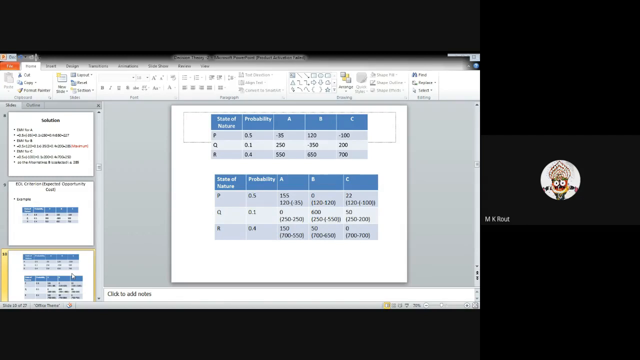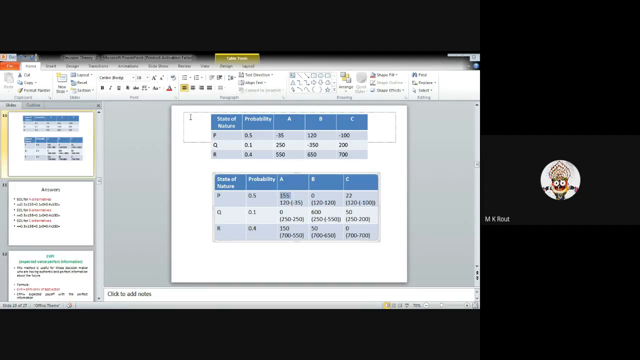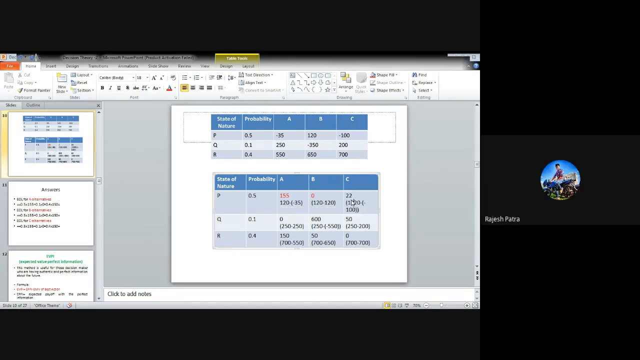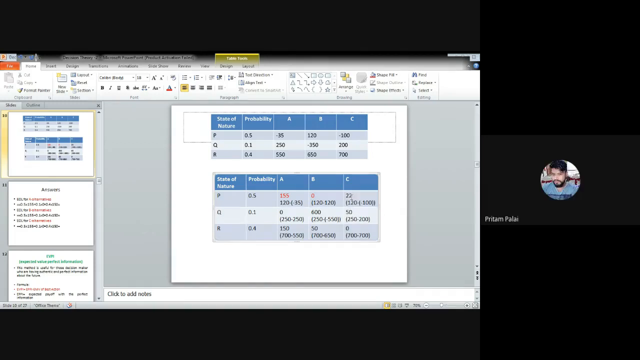That means if you are going for analysis or evaluation of expected opportunity cost, you have to subtract the other values from the maximum value. So here I subtract: 120 minus of minus 35, that equals 155. Clear? Similarly, next one, 120 minus 120, that is 0. For the third one, 120 minus of minus 100, that equals how much? 220. The first one, 120 minus of minus 35, is 155. The last one is 220.